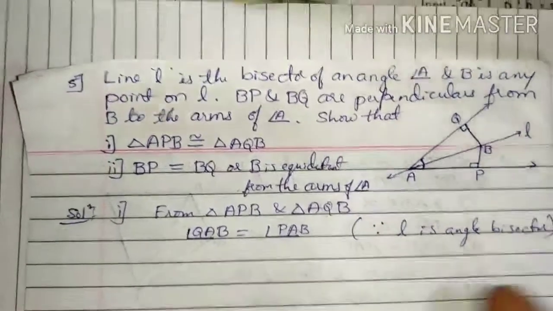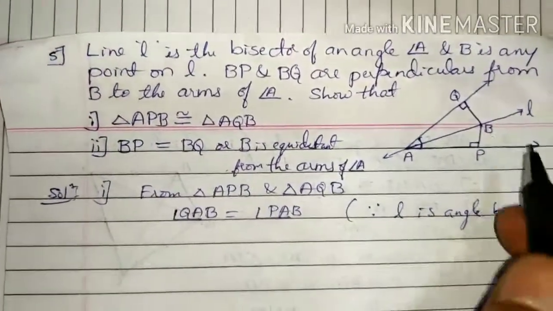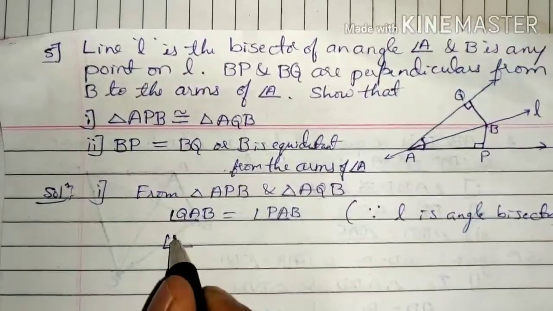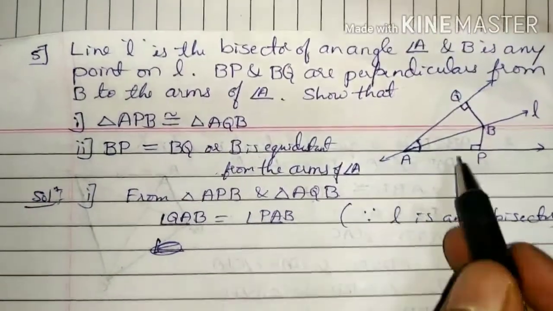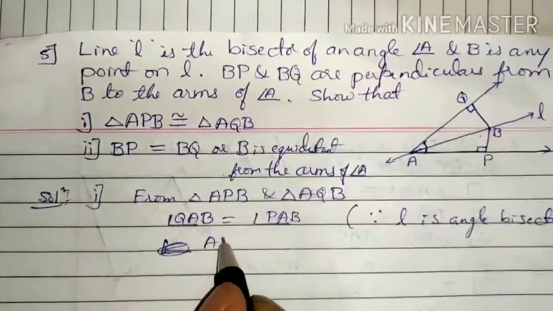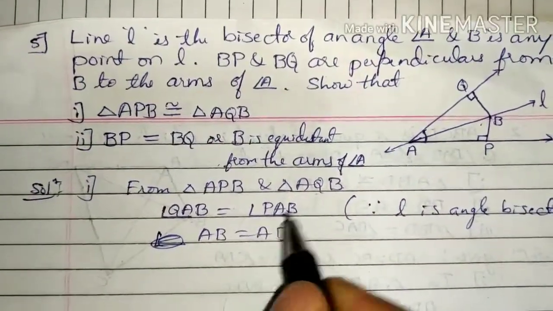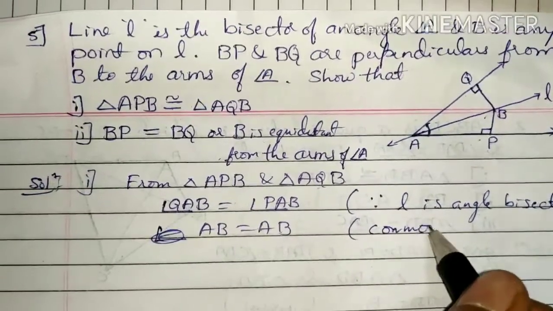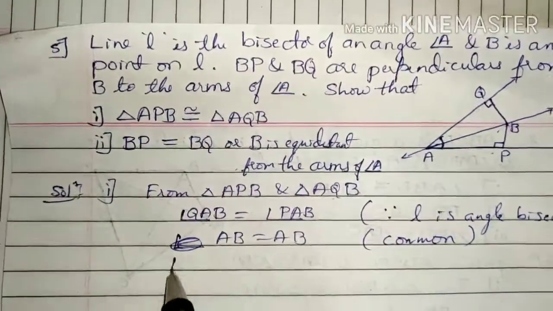Okay, and next what we can say, this angle. Okay, so that is angle, or well, let us consider a side. AB is equal to AB, which is common to both the triangles. Common, you can write. Then you can consider 90 degree.